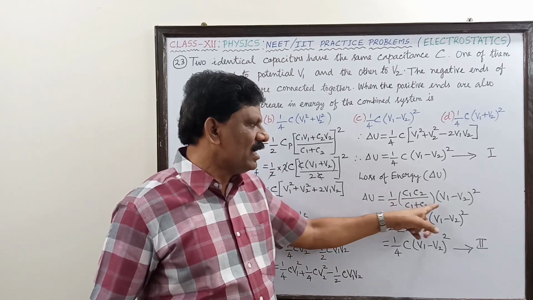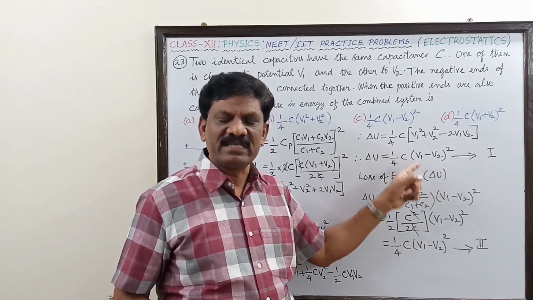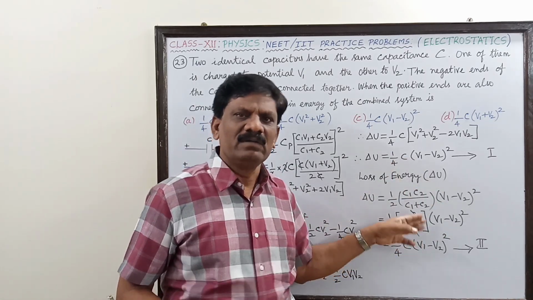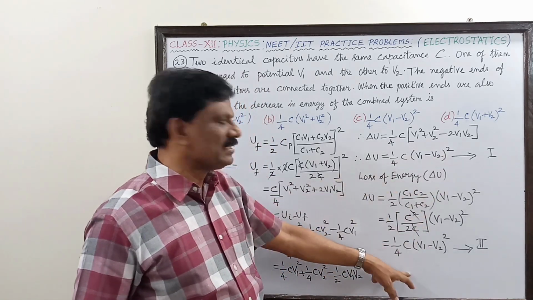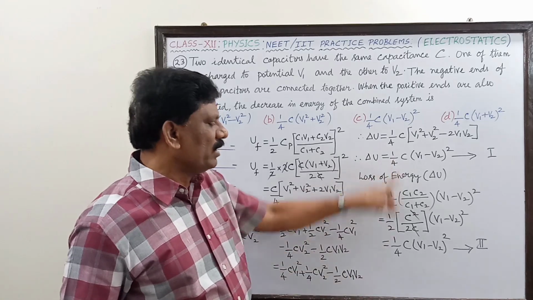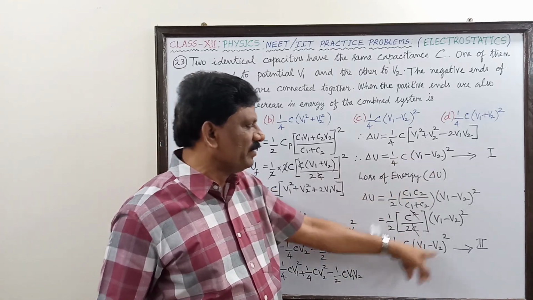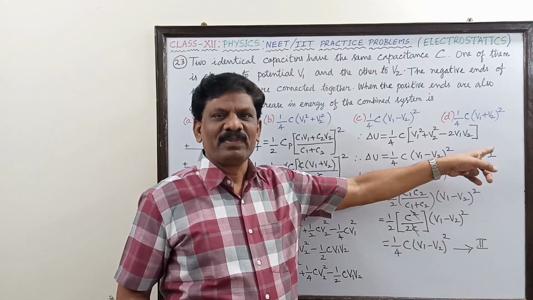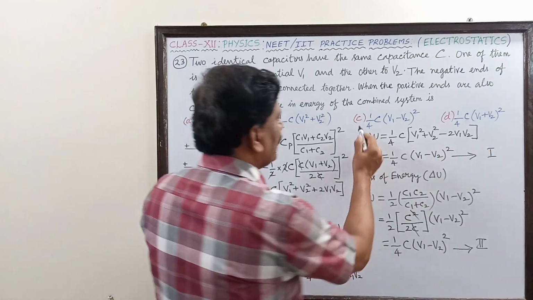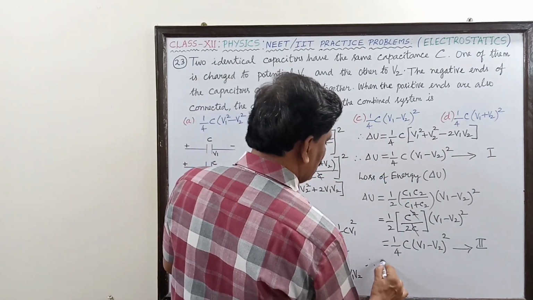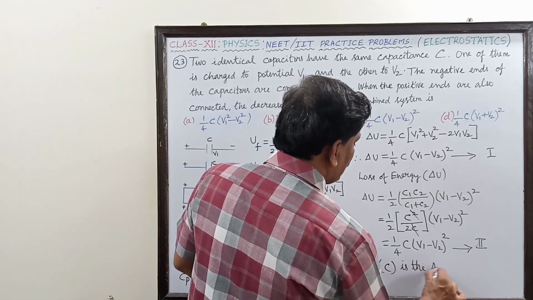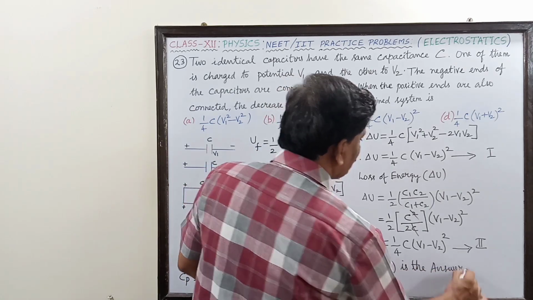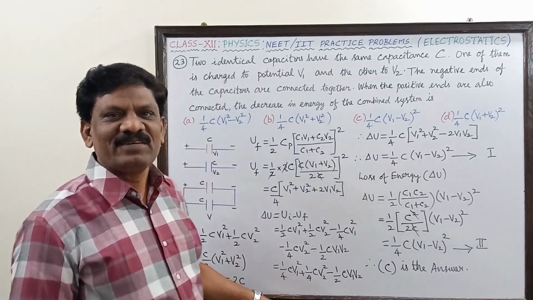Such formulae are not in our syllabus textbook, it will not be found. So we have to prepare extra. Understand? So by both the methods, my dear students, what is the answer? 1 by 4 C into V1 minus V2 the whole square. So which is the correct answer? Option C, is it not? Therefore option C is the correct answer. I hope you must have understood well. Fine.